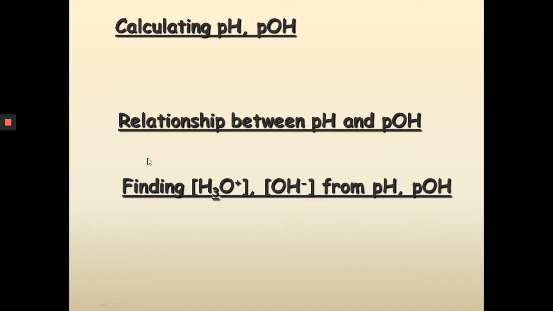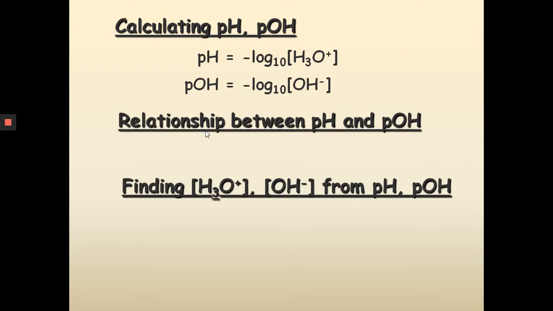Okay, calculating pH and pOH. pH and pOH just tell you how much concentration of hydrogen or hydroxide is in a given solution. Okay, and this can be done mathematically. pH is equivalent to negative log base 10 of the concentration of hydrogen, and the pOH is negative log of the concentration of hydroxide.